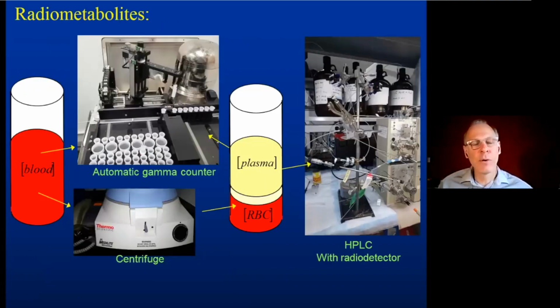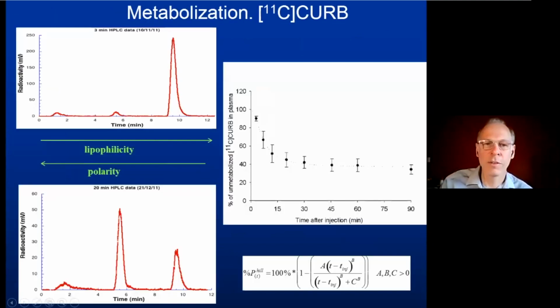And finally, how do I study the radiometabolites? I take a sample of plasma and I inject this sample in an HPLC. After the HPLC column, I have connected a radiation detector. So the result of the HPLC in the radiation detector will show some amount of radioactivity, or an index of radioactivity, as a function of the retention time. The retention time is proportional to the lipophilicity, and inverse to the polarity, of the compound that we are looking at.